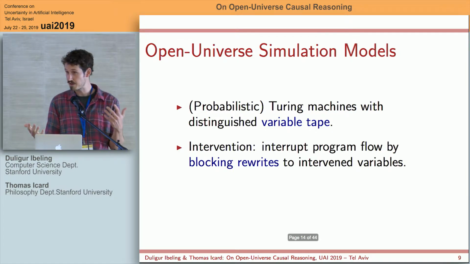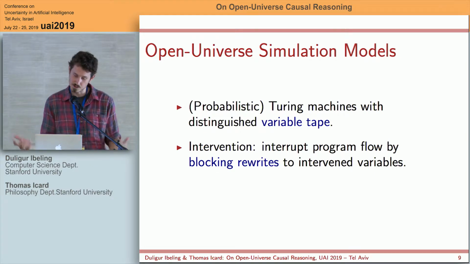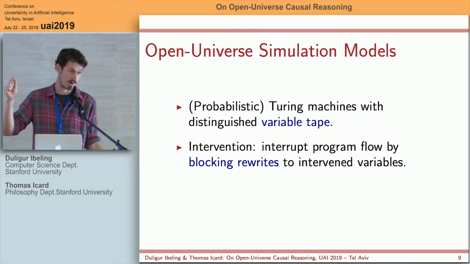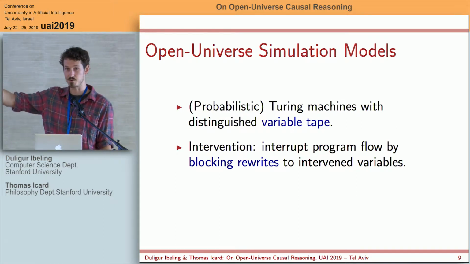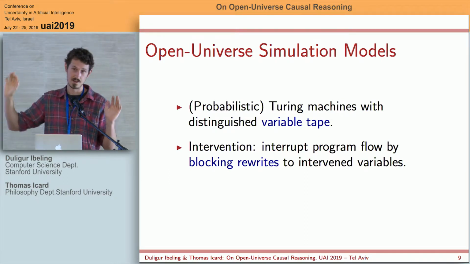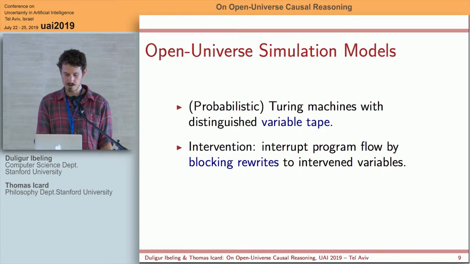And then we're going to define a different notion of intervention, not equation replacement, but a different notion, which is to say that we go in and basically intervene on the program to block rewrites to that variable. So we go in and write the value of the variable that we want, and then whenever the program would rewrite that variable, we block it. And that's going to have various kinds of side effects on the working of the program.